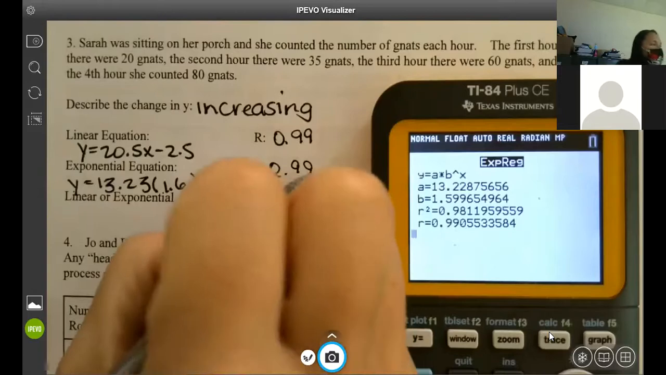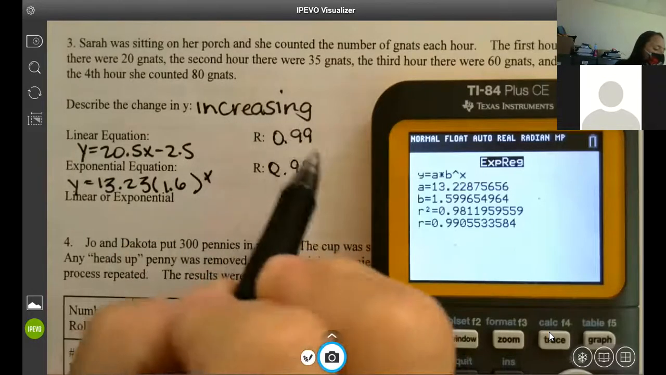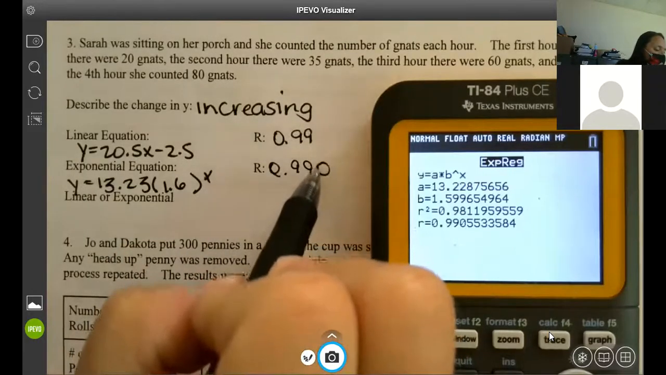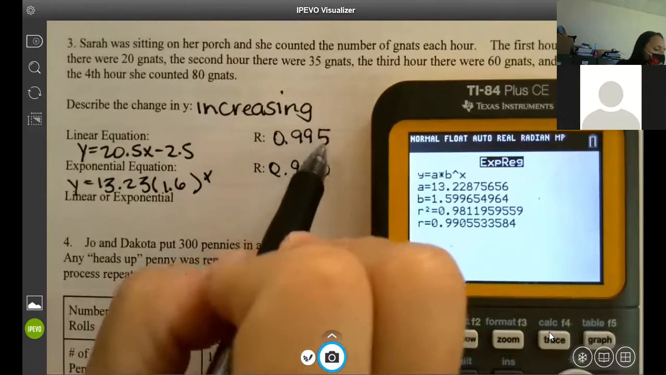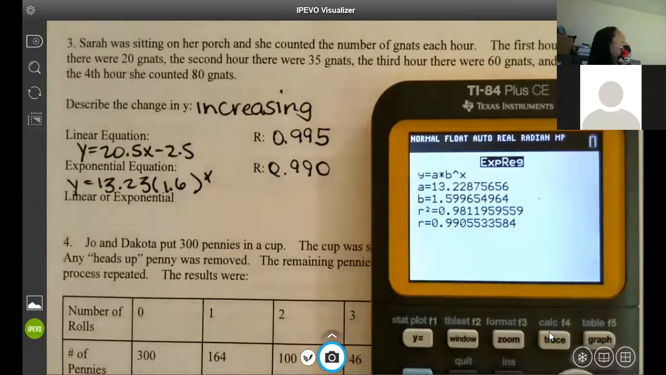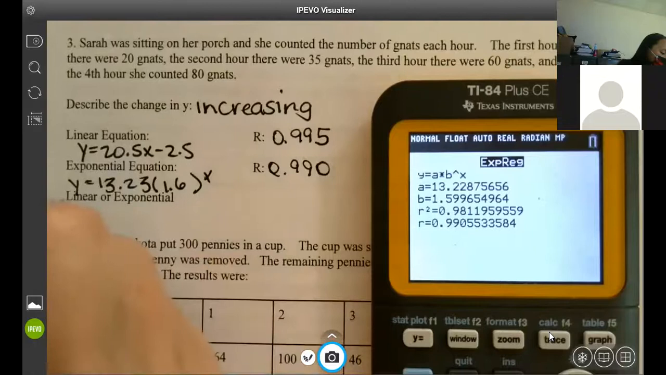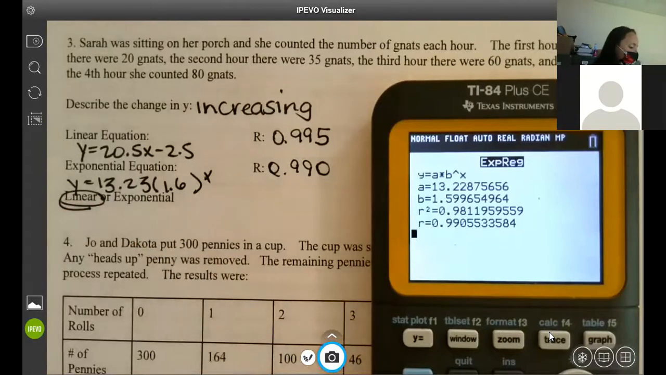Oh, so this one was 0.990, and this one was 0.995. So what do you think we should do from now on? Round up. 3 decimal places. Don't round up, just go 3 decimal places and see which one's better, okay? So which one's better, 0.995 or 0.990? 0.995. Perfect. So we're going to go with the linear one.